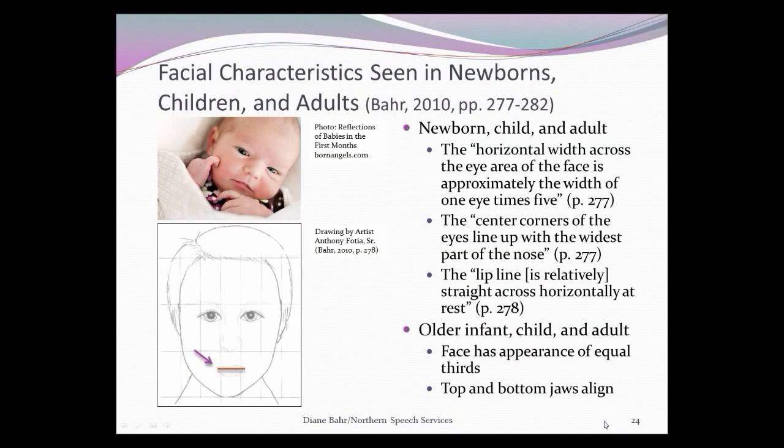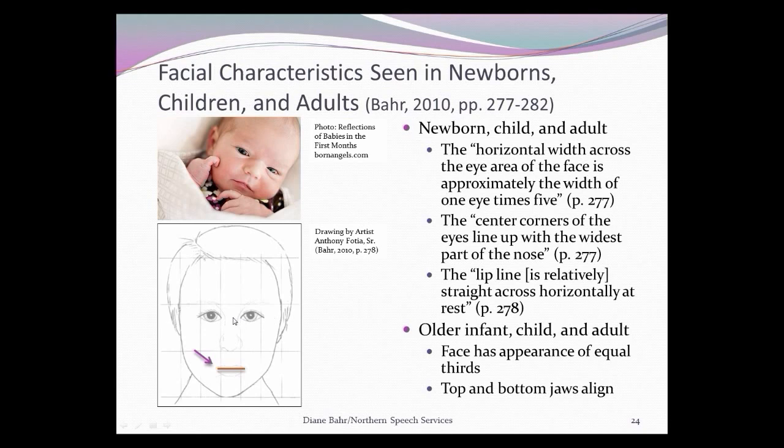Now we've covered some basic anatomy and physiology. Let's talk in this slide about facial characteristics seen in newborns, children, and adults. The measurements we are discussing came from the work of Charbonneau. So in the newborn, child, and adult, the first thing we should see in all of them is the horizontal width across the eye area of the face should be approximately the width of one eye times 5.